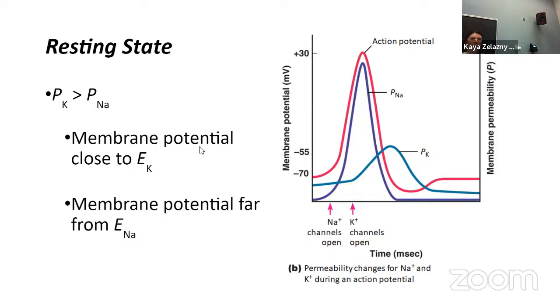Okay. So at rest, our permeability to potassium is greater than our permeability to sodium. We know that because we have more leak channels for potassium, and we know that that resting membrane potential is down towards the equilibrium potential for potassium, far from our sodium equilibrium potential. So these are all just rephrasing things we've talked about already in a different sort of format.